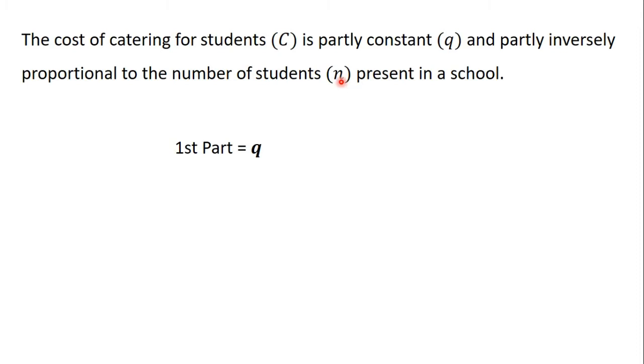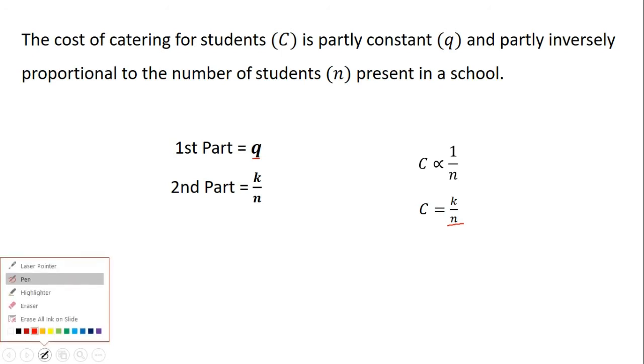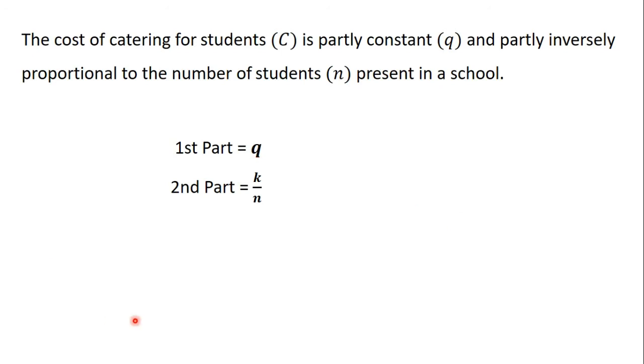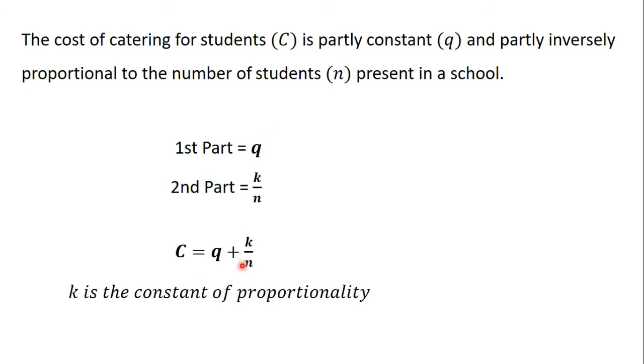We learned from the videos on inverse variation that if C is inversely proportional to N, it's written as C is proportional to 1 divided by N. And if we introduce the constant of proportionality, which is K, then C is equal to K divided by N. So the first part of C is the constant Q and the second part of C is K divided by N. So C is equal to Q plus K divided by N, where K is the constant of proportionality.